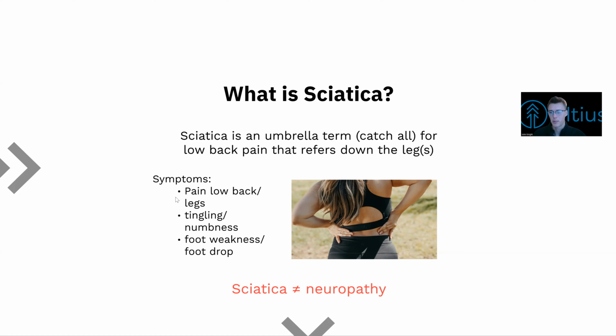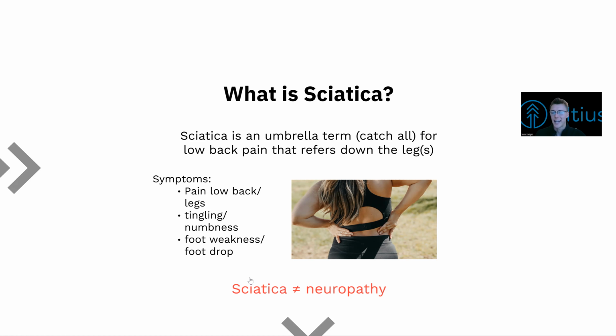Common symptoms associated with sciatica are pain that starts in the low back and then progresses down into the legs, also tingling and numbness into the legs as well. And with more severe cases, we'll even see muscular weakness, usually in the foot. Sometimes you'll even get something like a foot drop, where when you take a step, your toe just slams down to the ground because you don't have that motor control and the strength to do so. So we're looking for things like that to help rule in and rule out sciatica.